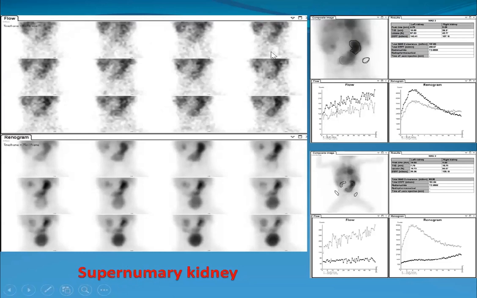Another example for supernumerary kidney. Actually, in this case, there are two congenital anomalies. The first is crossed ectopic left kidney here downward, and this is the right kidney in its normal position. This is the crossed ectopic left kidney, and another congenital anomaly with this hot point, it is a supernumerary kidney, 3 kidneys in this case.